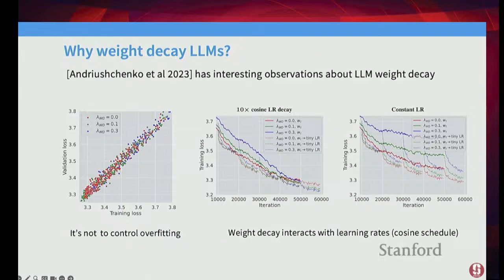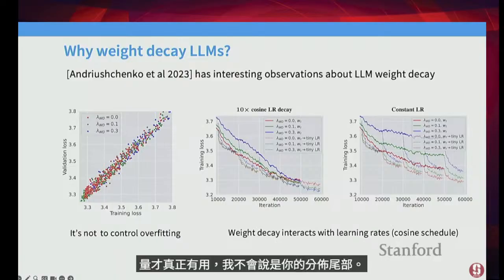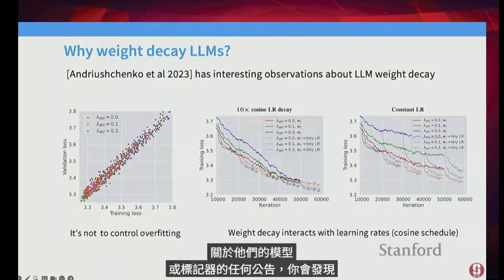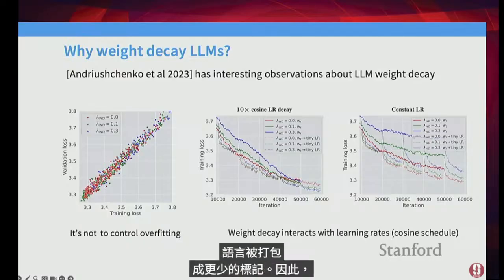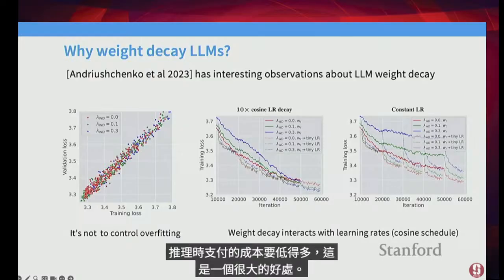But the place where larger vocabularies are really helpful is when you get to languages that are more minority. One great example of this is if you look at any of the Cohere announcements about their models or their tokenizers, they basically always argue that because of the way they have larger vocabularies and the way they train their tokenizer, non-English and low-resource languages are packed into far fewer tokens. And so people using those pay a much lower cost at inference time, right? Which is a great benefit.